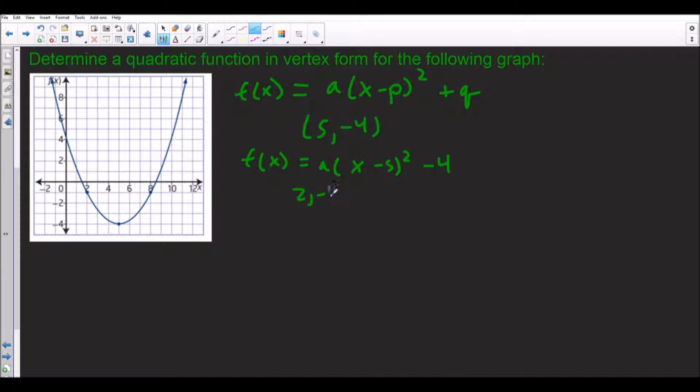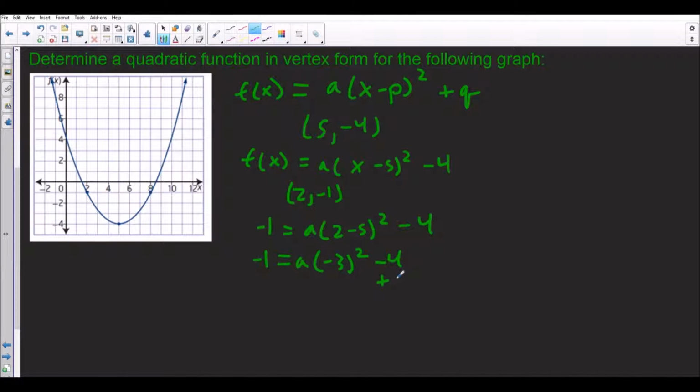And we're going to use that point to find A. So all we're going to do is sub in the value of 2 into x and negative 1 for f of x. So we're going to say negative 1 is equal to A times (2 minus 5) squared minus 4. And all we have to do is solve for A. So going back to the start, all we did was sub in the vertex, sub in a different point for y and for x, and then we can actually just solve for A. So negative 1 is equal to A, and 2 minus 5 is negative 3 squared, minus 4.